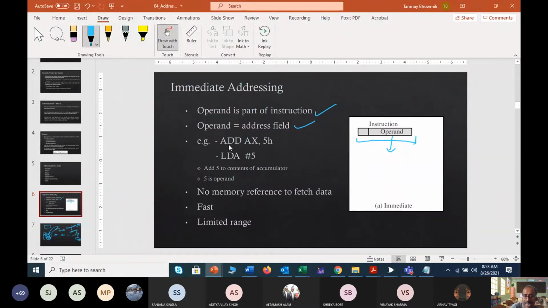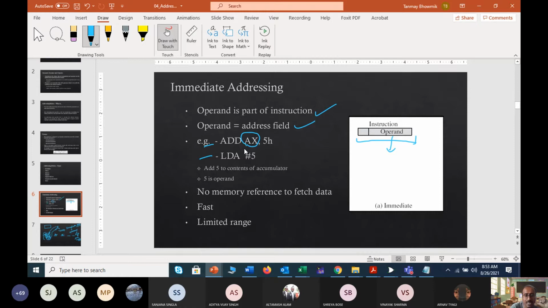Then the example ADD AX, 5H. It is a separate example, don't mix them. So ADD AX, 5H. H is for hexadecimal data, and 5 is the value. Now you are asking to add 5 to the content of the accumulator. So consider this is one accumulator.